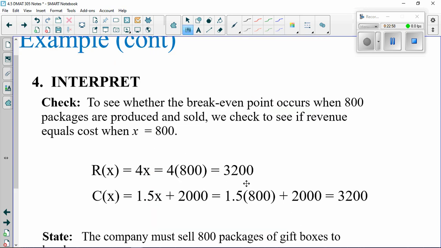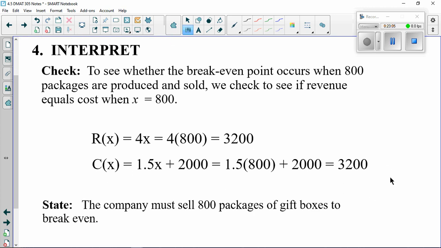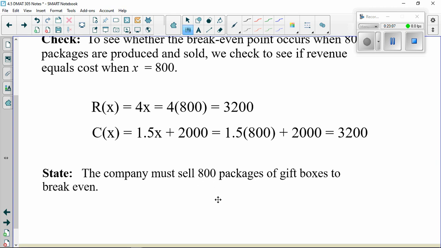If you plug it back in, when you plug in 800, you see that the revenue is 3,200 and your cost was 3,200. So you have to sell 800 packages of gift boxes to break even.